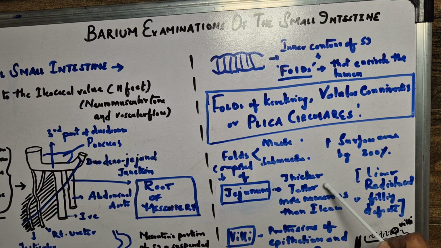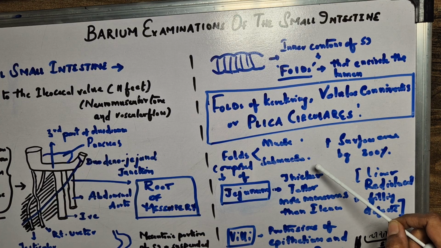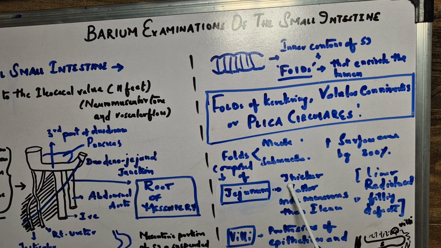Normally, these folds in the jejunum are thicker, taller, and more numerous than in the ileum. This you remember, which may be useful to identify which is the jejunum and which is the ileum in the barium examination. So in the jejunum, the folds are thicker, taller, and more numerous. And in the barium studies, they appear as radiolucent filling defects.